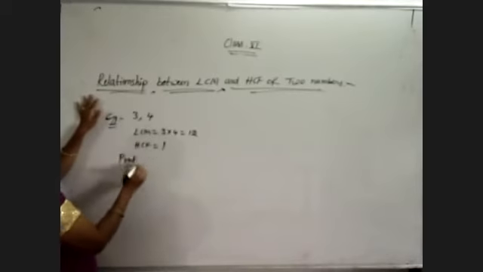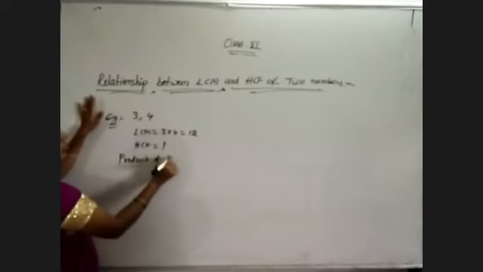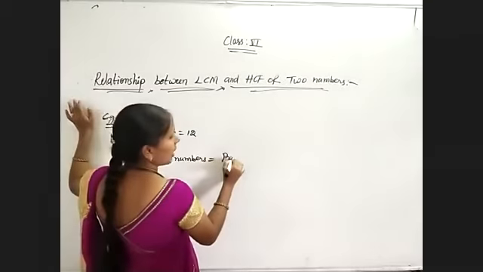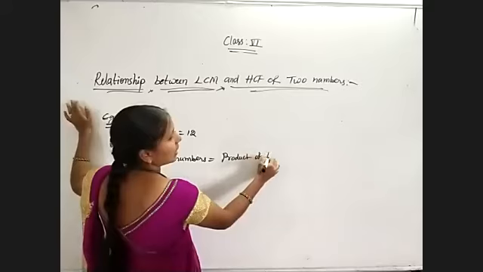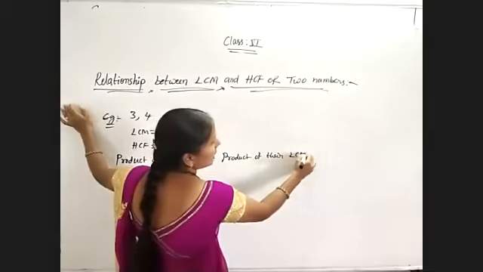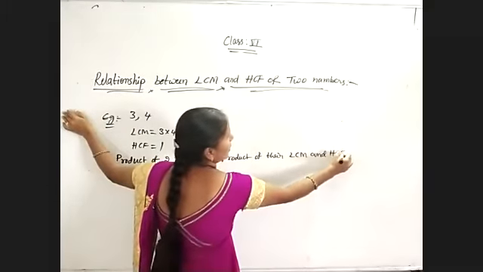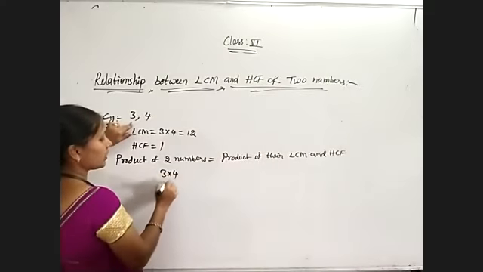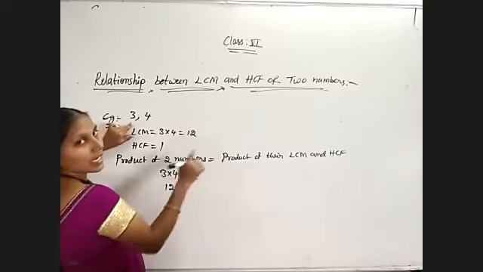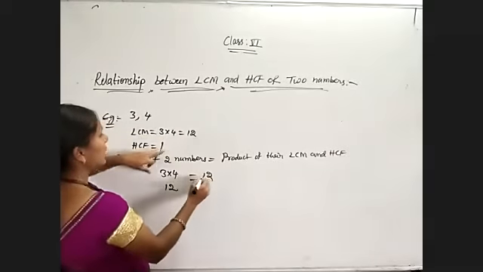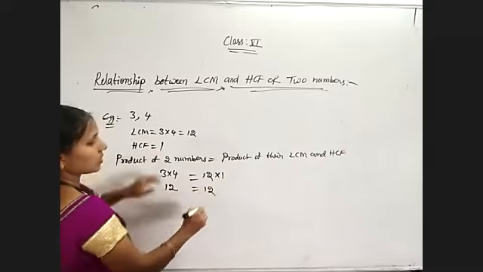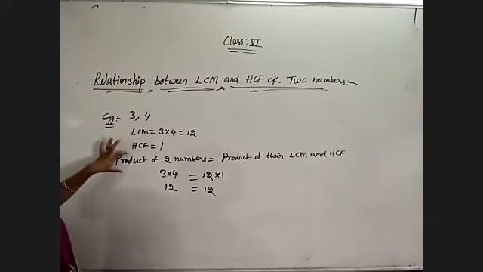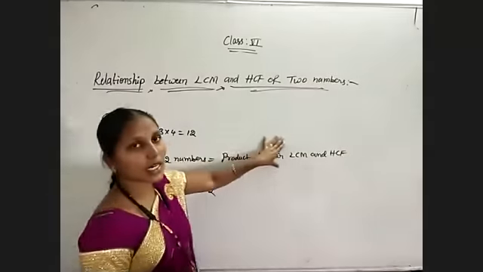Relationship between LCM and HCF: the product of two given numbers will be equal to the product of their LCM and HCF. So what are the given two numbers? 3 and 4. Product of those two numbers is 3 into 4, which is equal to 12. And product of their LCM and HCF: LCM is 12, HCF is 1, 12 into 1 is equal to 12. So just observe, the product of two numbers is equal to the product of their LCM and HCF.